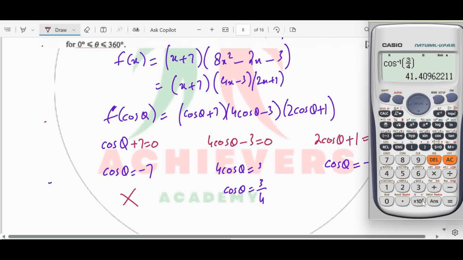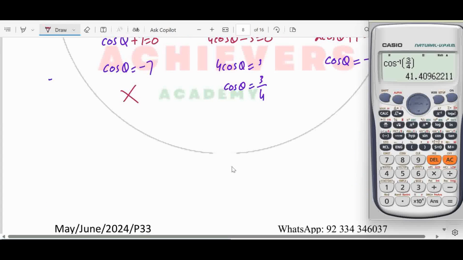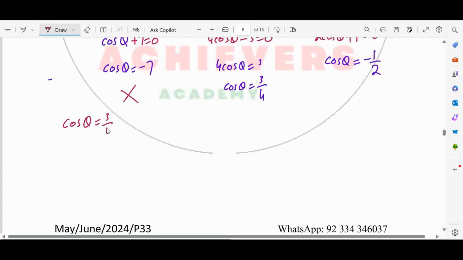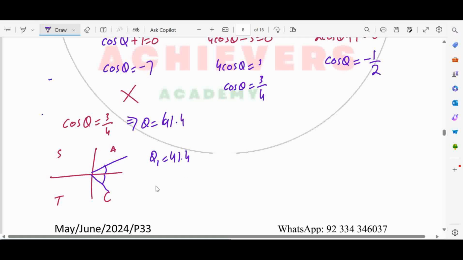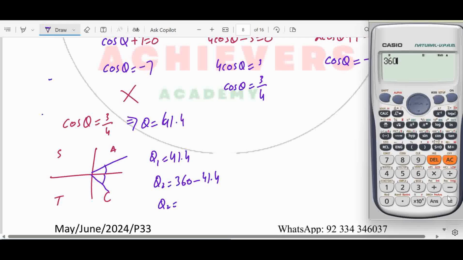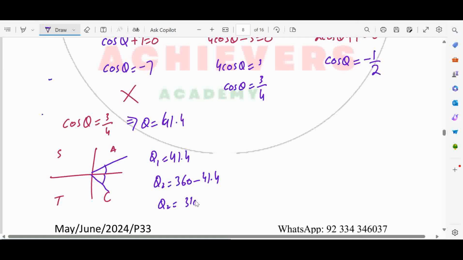So theta will be equals to 41.4, and we need to keep in mind that for cos theta is equals to 3 by 4, we can use CAST. Now cos is positive in two quadrants. We know that from here theta is equals to 41.4. Now cos is positive in this quadrant and in this quadrant. So from here we will have two values. Theta 1 will be equals to 41.4 and theta 2 will be equals to 360 minus 41.4. Let me write it over here, 360 minus answer, this will be equals to 318.59, which means 318.6. So we will have these two values from here.